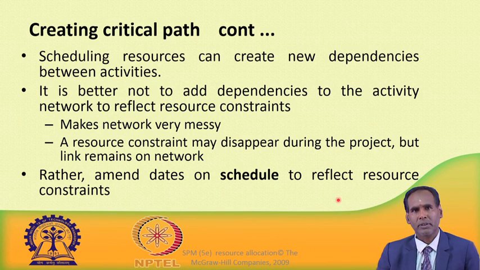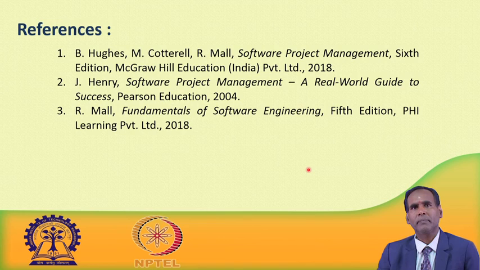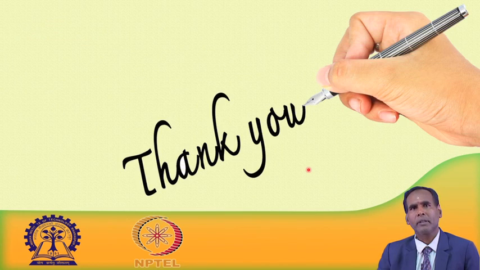So, we have seen the scheduling of resources and the resource histogram, resource smoothing. Also, we have seen the fundamental concepts of resource classes, and we have also discussed the methods for prioritizing the activities. Here we have seen two methods based on the total float as well as this ordered priority list. These are the references. Thank you very much.